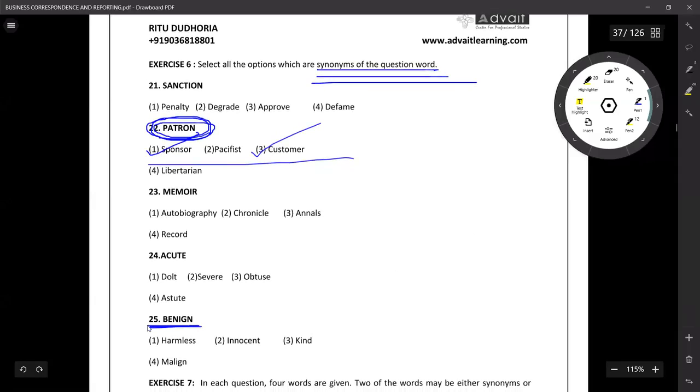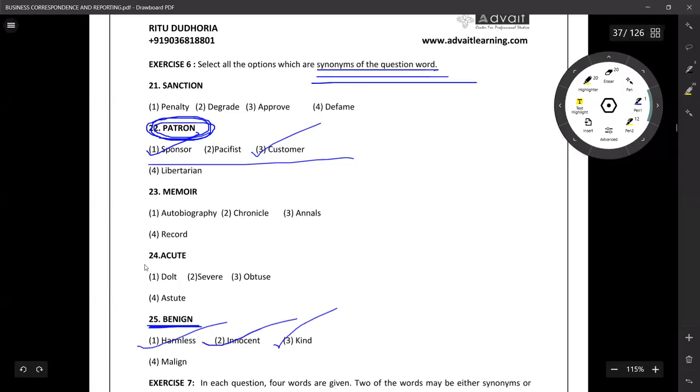Benign. Remember yesterday I told you, a person goes to a doctor. The doctor says, don't worry, don't cry, it's a benign tumor, it will go away. It means the tumor is harmless. So it's innocent. You're a benign person, you're kind. Very good. So a lot of words can have different meanings, guys. It depends on the context.